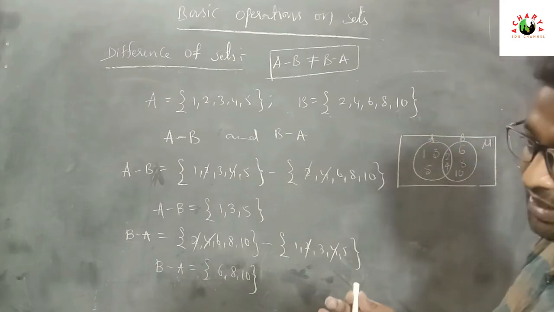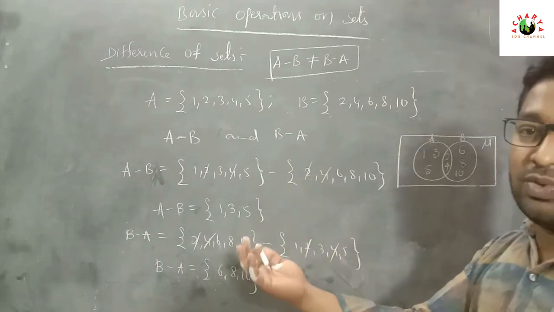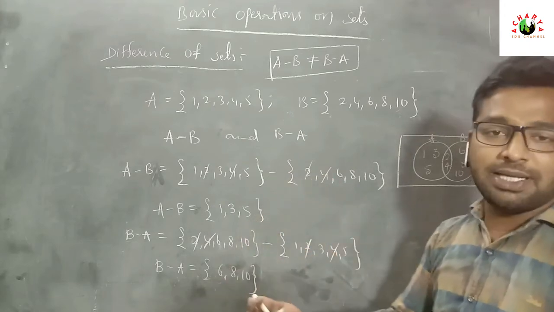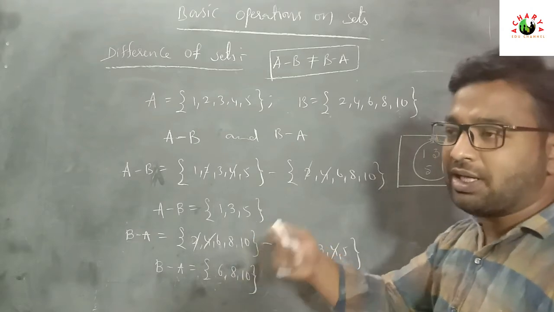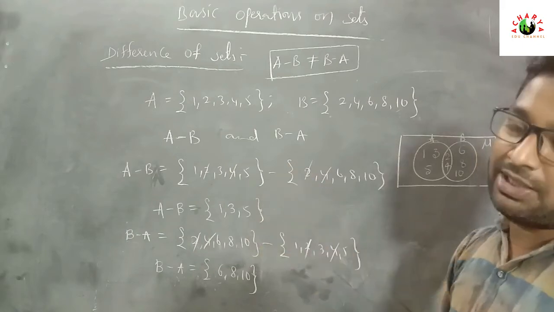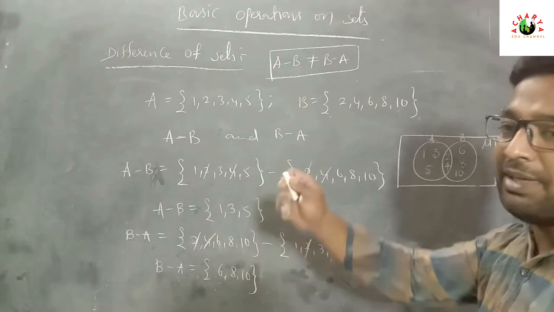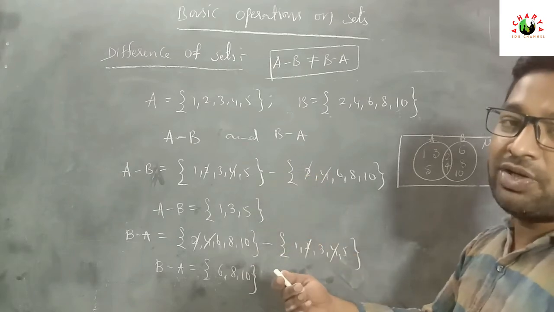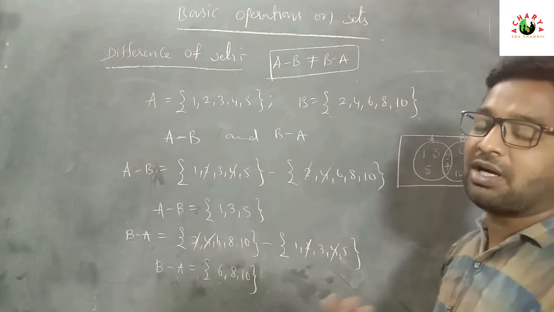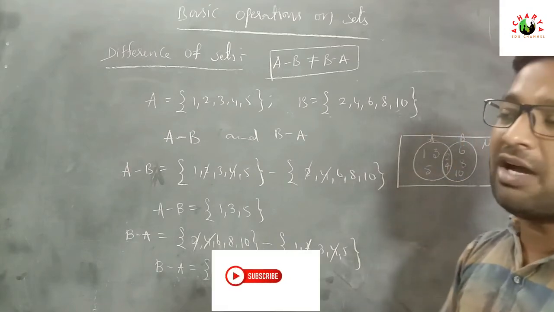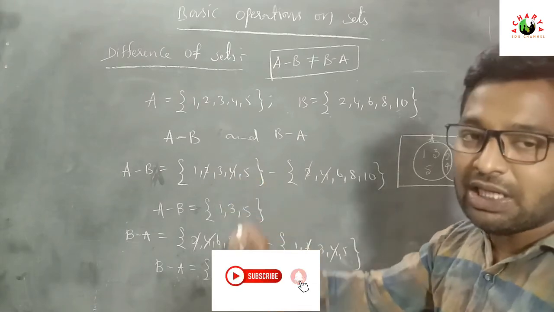Next, which is the shaded part here? When we are drawing A union B, we shade the complete diagram. Why? Because A union B means combining the elements of two sets, so we shade the total A, the total B, and the middle part. Coming to intersection, we shade only the intersection part, the middle part. Why? Because intersection means we find the common elements of both sets. That's why we shade only the common part.